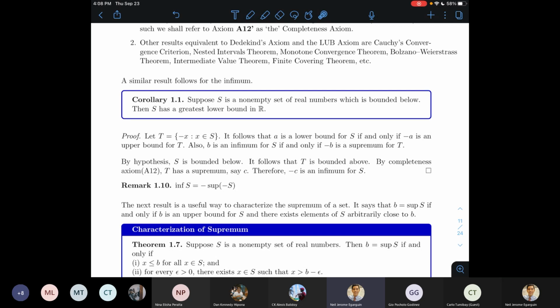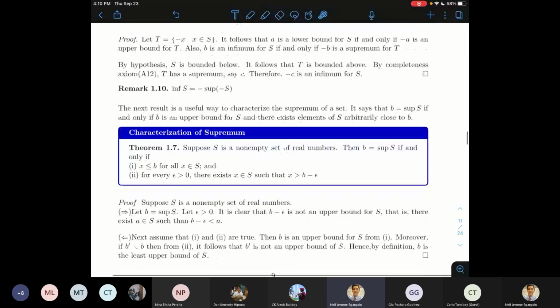Okay? Actually, the nice result from our proof is this. The infimum of a set is the negative of the supremum of the set consisting of the negatives of the members of the set S. So infimum S is the negative of supremum of the set negative S. Okay?